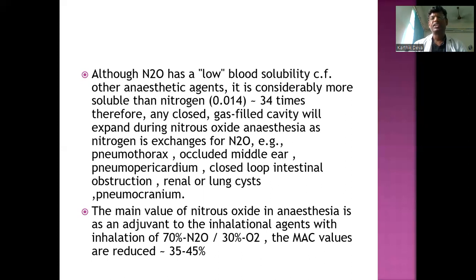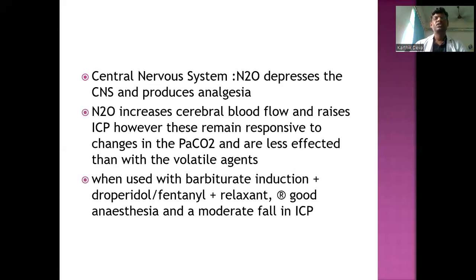The main value of nitrous oxide in anesthesia is as an adjuvant to the inhalational agents. Mainly, it is used in a 70-30 ratio. The action on the central nervous system causes depression and produces analgesia. It also increases cerebral blood flow and thereby increases intracranial pressure. The cerebral vessels remain responsive to changes in PaCO2 and are less affected than with the volatile agents.